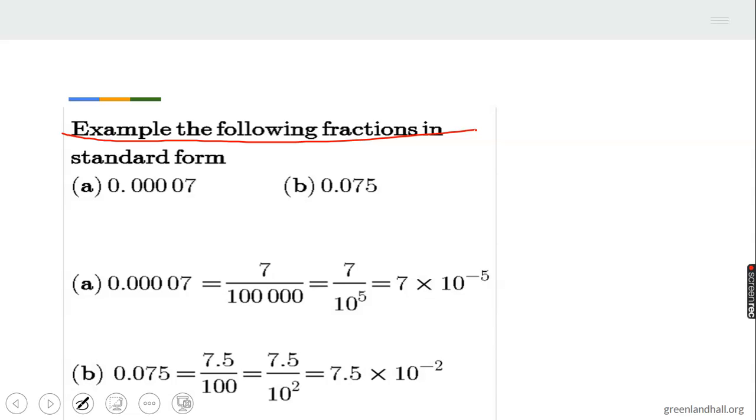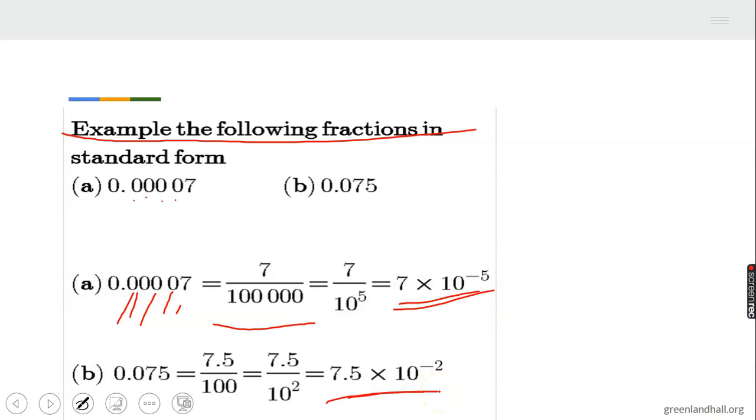We have 0.1234, 0.0007. Now look at 7 divided by 1, 2, 3, 4. When you count 7 with it, it will be 100,000. That will be 7 divided by 10 raised to power 5, which is equal to 7 times 10 raised to power minus 5. The same thing also applies here.